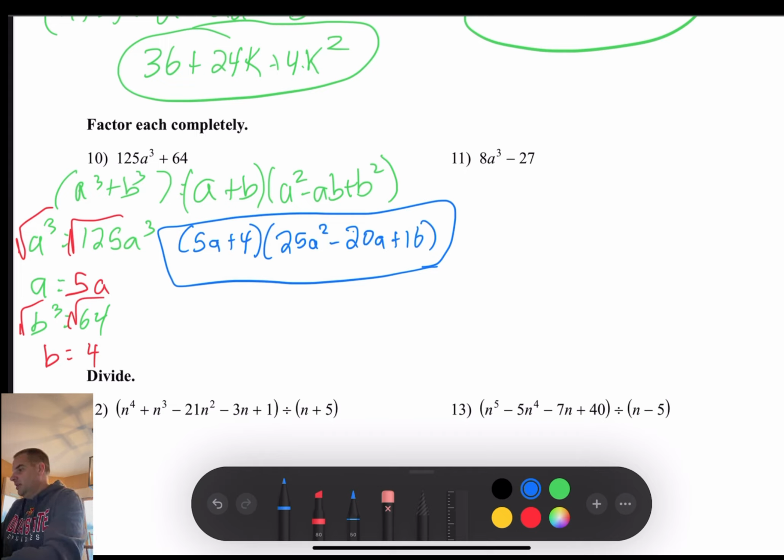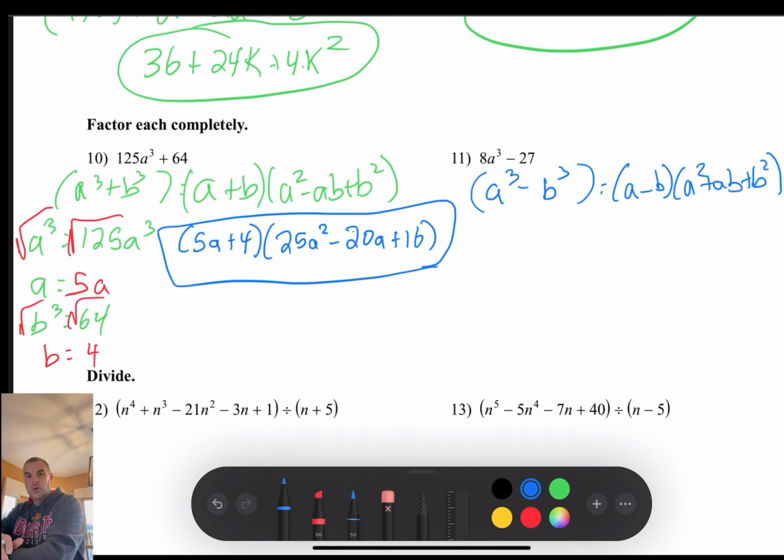Number 11, difference of cubes. So difference of cubes, a cubed minus b cubed, that's equal to a minus b times a squared plus ab plus b squared. And hopefully you have those formulas sitting around you somewhere close. I just always kind of remember there's one negative in there, and if it's a minus b cubed, the minus goes with the ab, and if it's not, it goes with the other one.